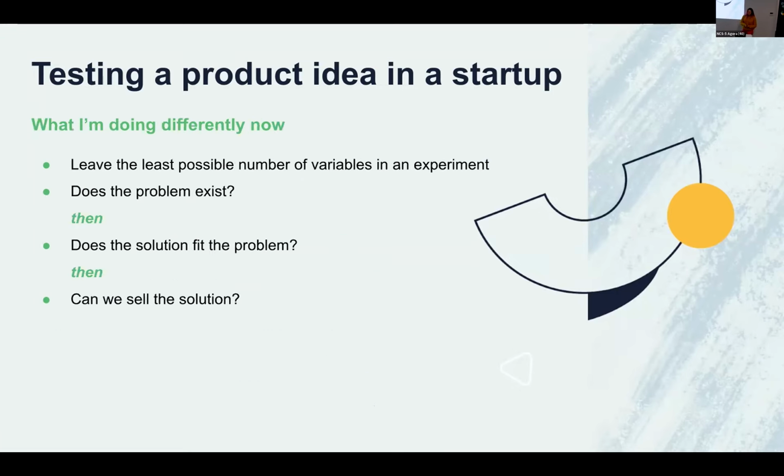Not clear. So what I'm doing differently now is leaving the least possible number of variables in an experiment. First, does the problem exist? Then, does the solution fit the problem? And only then can we sell the solution.